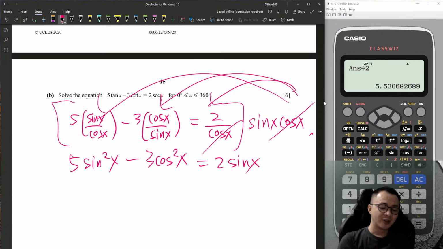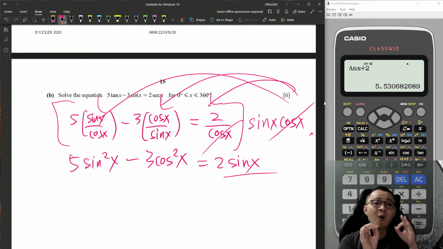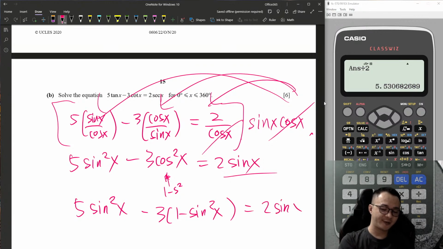So cos square and sin square I can easily change by using the formula, but sin x itself I cannot change. Therefore I want my whole equation in terms of sin x. So I will change cos square into 1 minus sin square. So 5 sin square x minus 3 times (1 minus sin square x) equals 2 sin x.